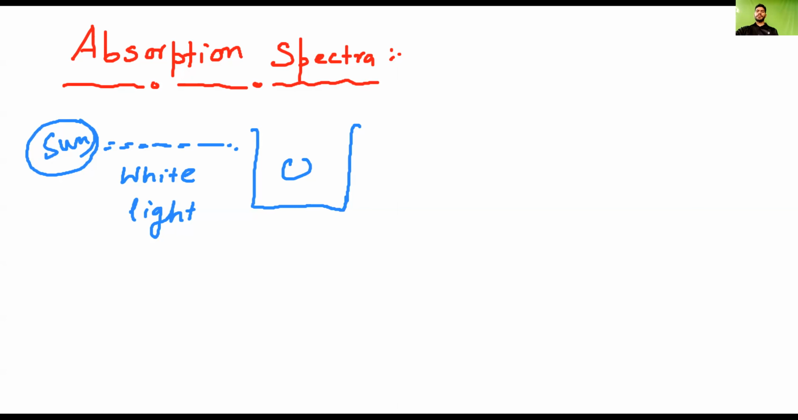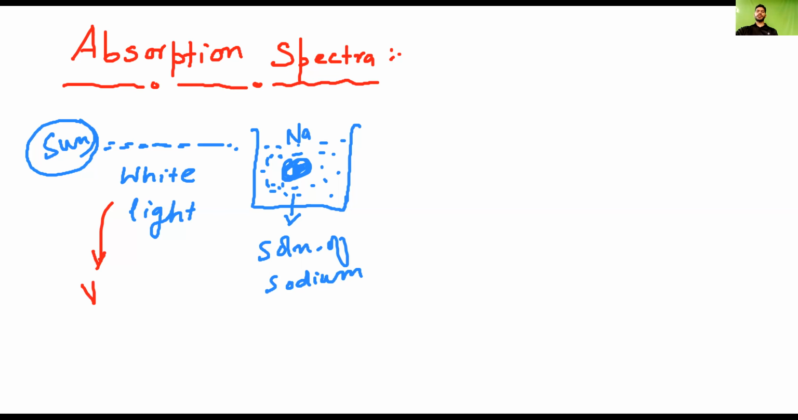So for example, here I have sodium, that's Na. I have just taken the solution of this sodium, simply a solution of sodium. Now, when we pass this white light through this sodium, what will happen? It will absorb some colors. Do you know that white light is actually made up of 7 different colors? That is violet, indigo, blue, green, yellow, orange, and red. When you mix these 7 colors, you get white.